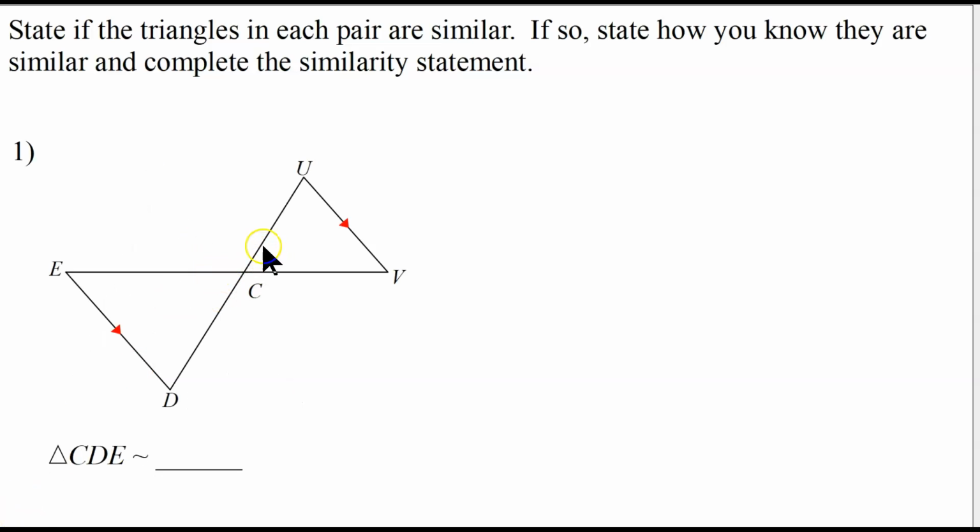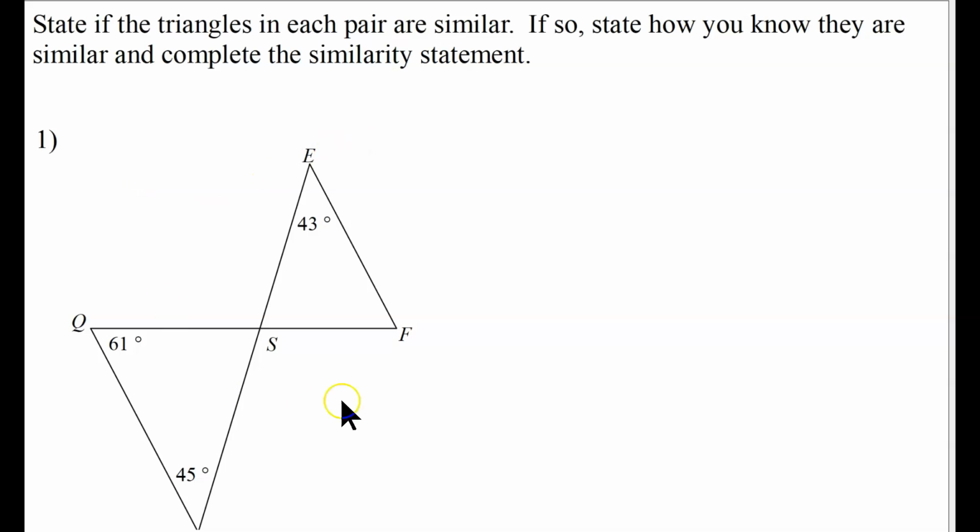This is another one that would be angle, angle. These two angles, angle C, are congruent to each other because they are vertical angles. These are parallel. Because they are parallel, we can make a Z, and that is going to give us alternate interior angles are congruent. So AA similarity statement.